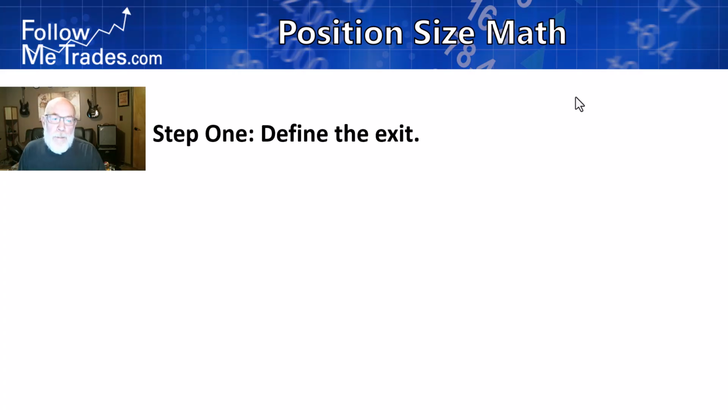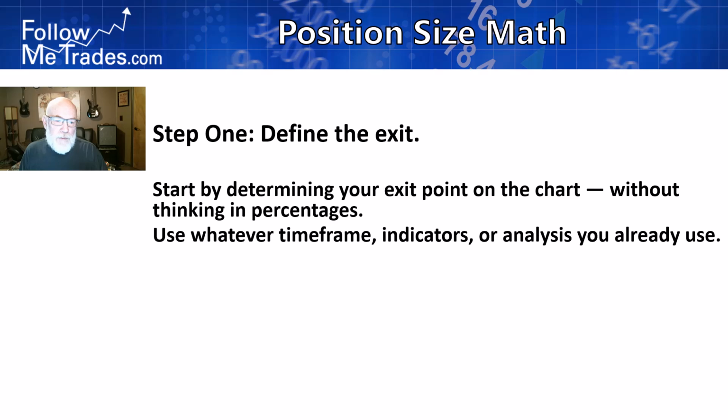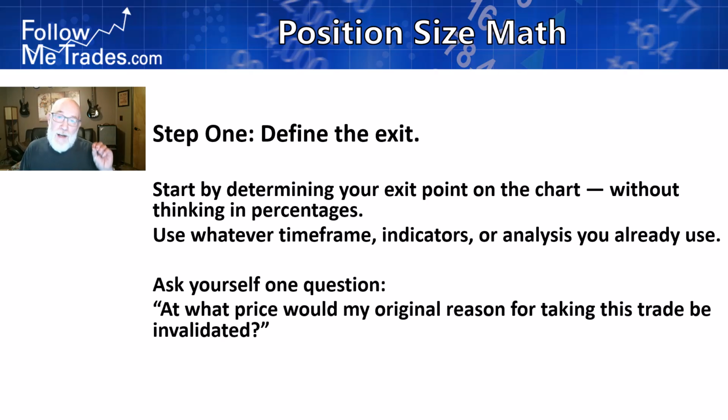So step 1 is to define the exit point on the trade, on the chart. And we do that without thinking in terms of percentages, if it's down 1% or 5% or something. It's looking for a price level on the chart using the time frame you trade in and whatever indicators or analysis you already use. You want to ask yourself this important question. At what price level on the chart would my original reason for taking the trade be invalidated?